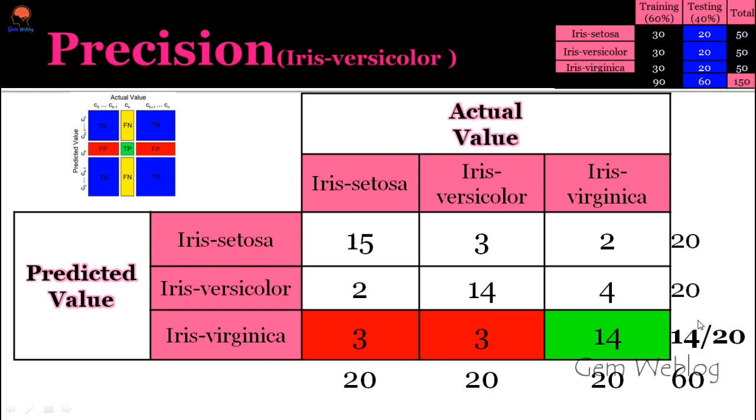20 samples have been predicted as Iris Virginica by the ML model. Out of these, 3 samples belong to the Setosa class, 3 samples belong to Versicolor and 14 samples belong to Virginica. So the precision is 14 divided by 20.